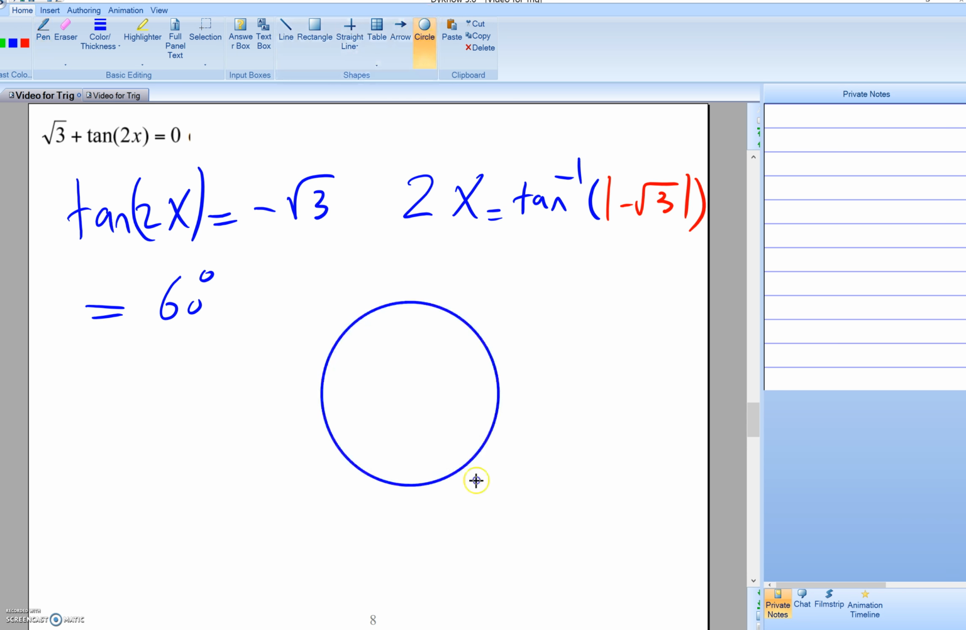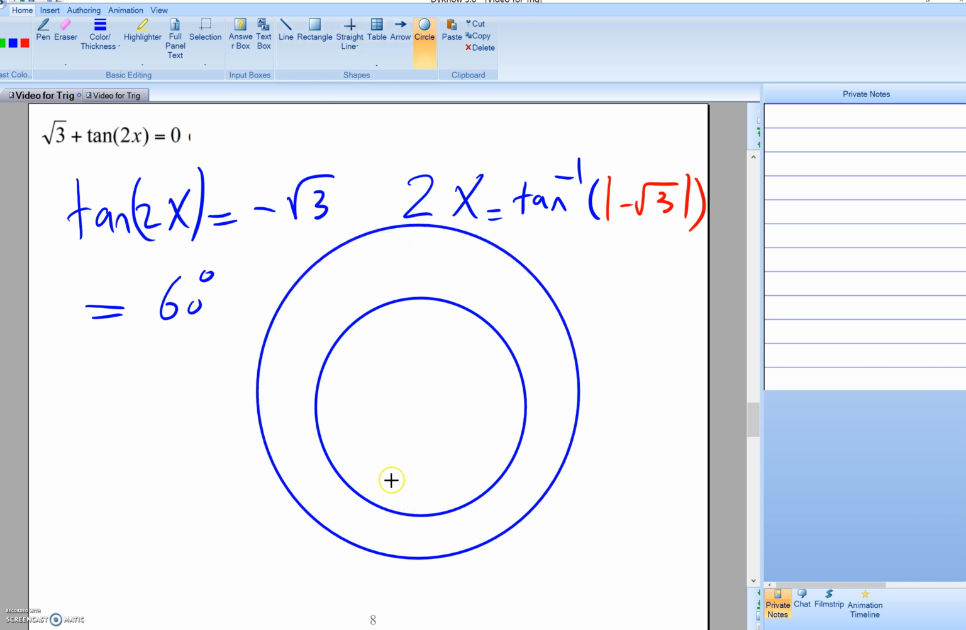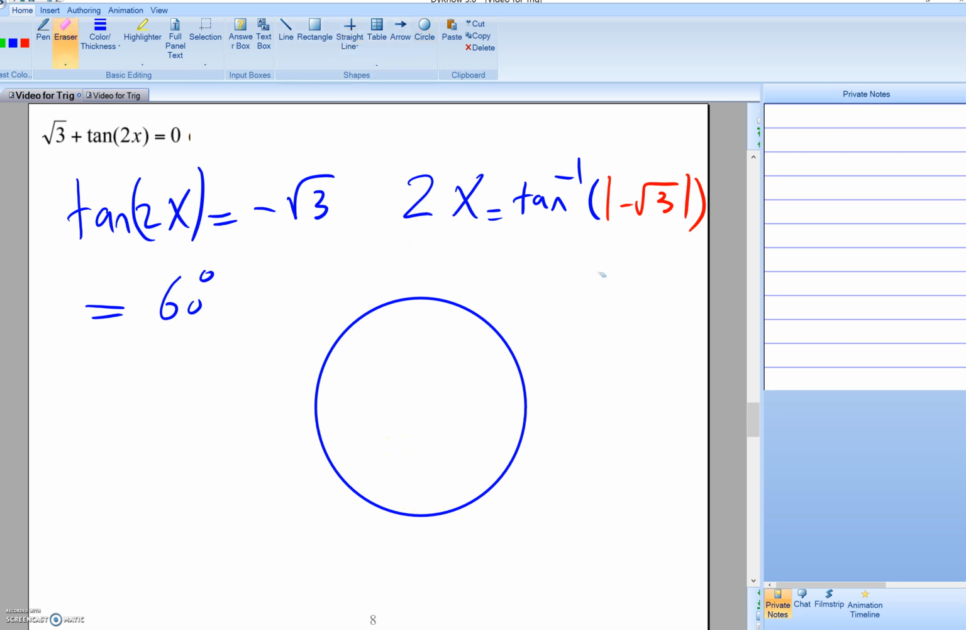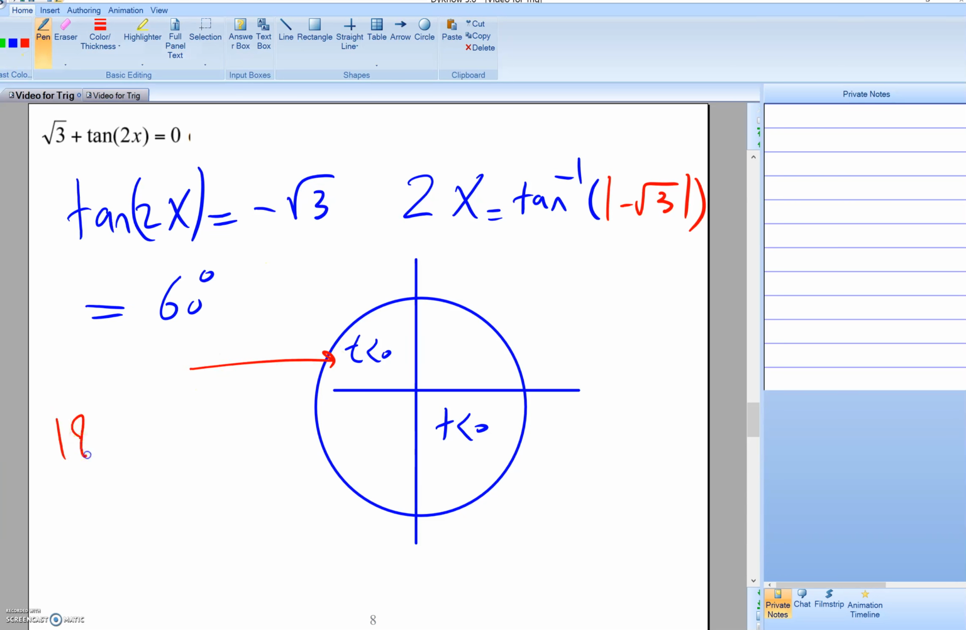So I have to make the circle, I have to make 4 parts. Sorry about that. So I have to make 4 parts, which is here. So then I have to check. Tangent is negative here and negative here, okay? So if I have 60, the one which is related to this one is 180 minus 60, which is 120, and the one related to this one is 360 minus 60, which is 300, okay?